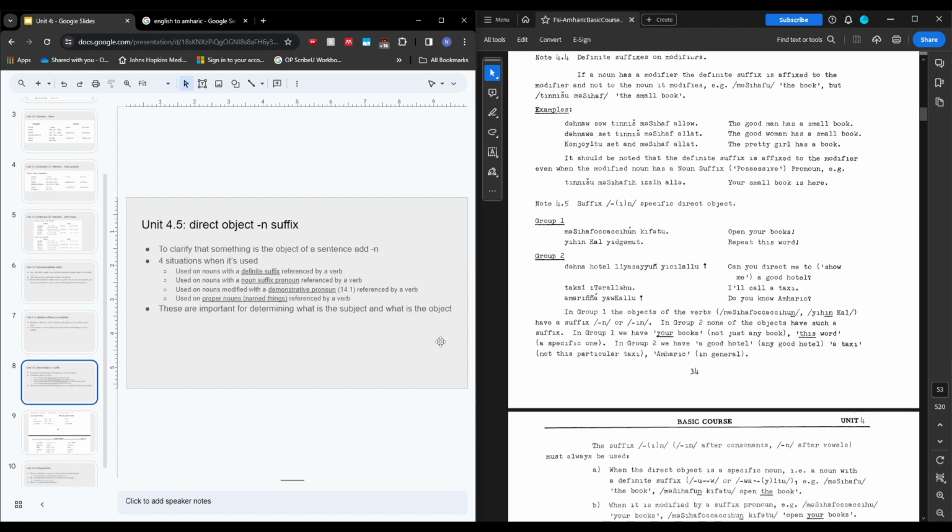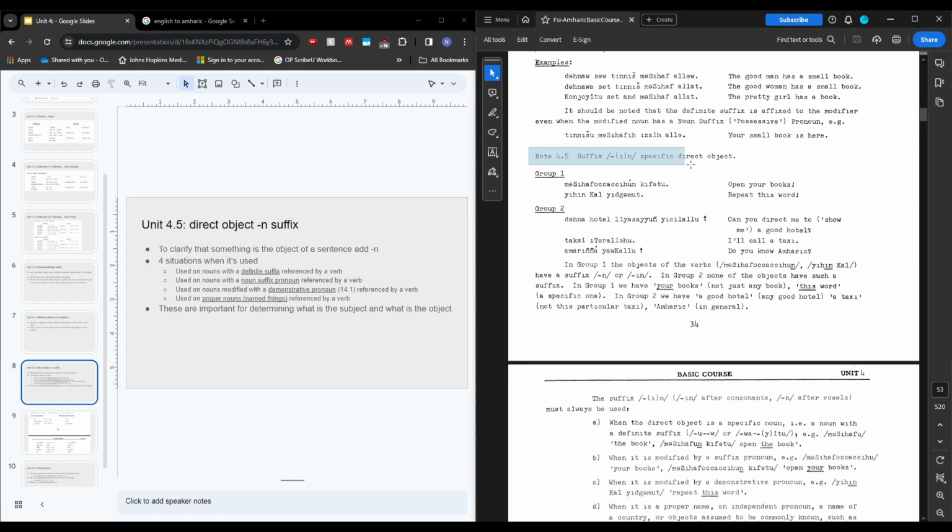So it'd be like your female small book is here. Getting close to the end, so this n is something that we talked about in the channel intro, where if you attach this n onto certain nouns, you now understand that it's the object of a sentence. So this group 1 and group 2 is kind of silly in my opinion, but it's supposed to be showing that in group 1, these are situations where you use the n, and that's how you emphasize that this is specifically a direct object.